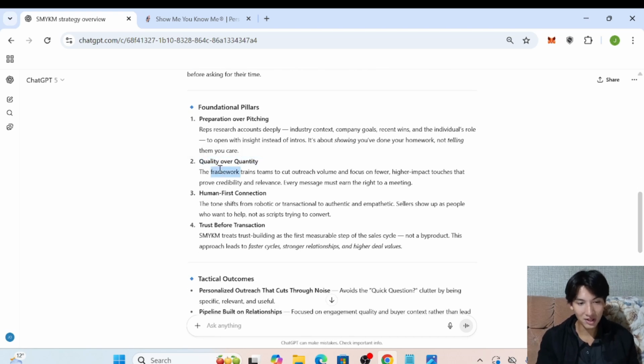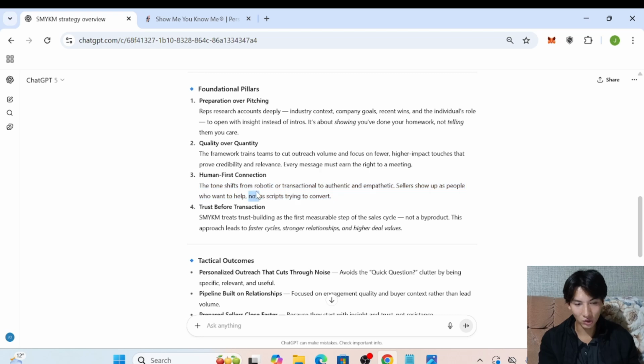Anyways, quality over quantity. This framework teaches teams to cut outreach volume and focus on fewer high-impact touches that prove credibility and relevance. A lot of the time, it's just people that you actually know or mutual acquaintances, and human-first connection. So, speaking their language. Instead of being robotic or transactional, speak authentically and empathetically, not being so try-hard. Just speak the way the person you're writing to would speak to their colleagues in their workplace.